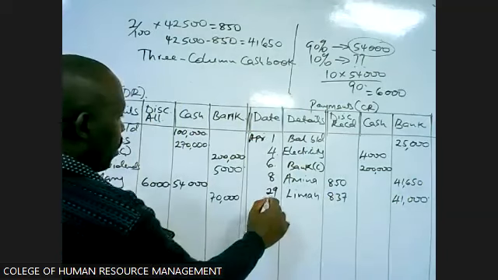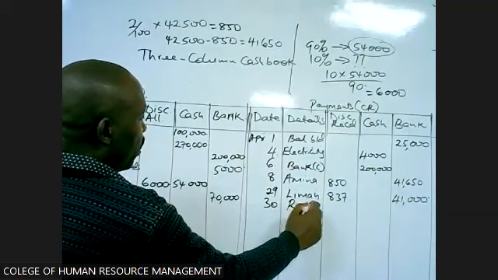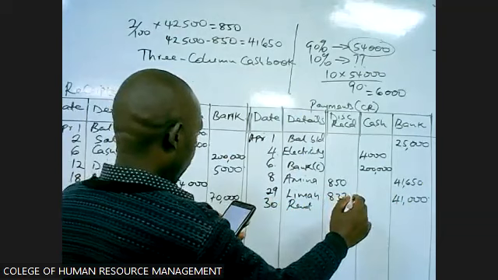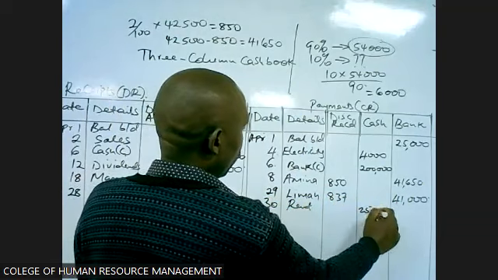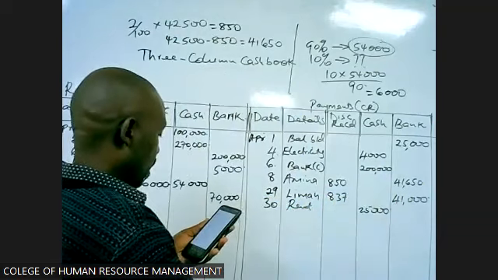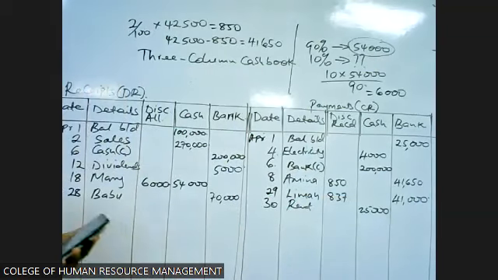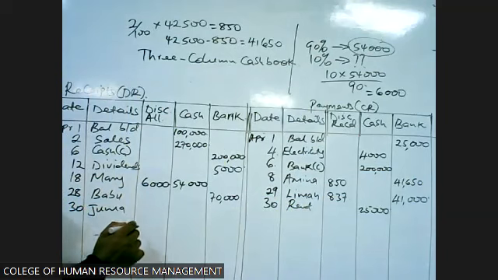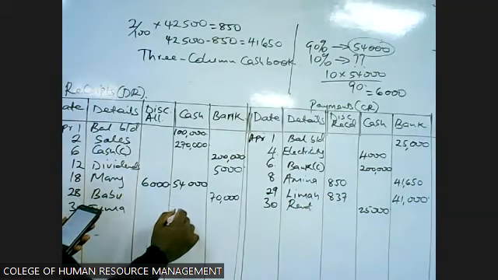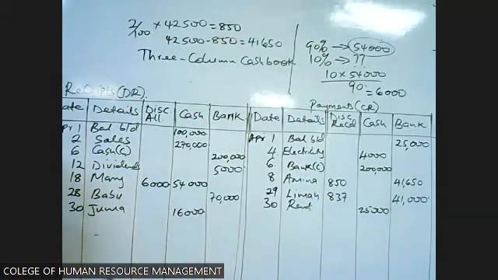Then we paid rent. This rent is 25,000 in cash. So it is a cash payment. Received 16,000 from Juma in cash. From Juma, cash of 16,000 received.